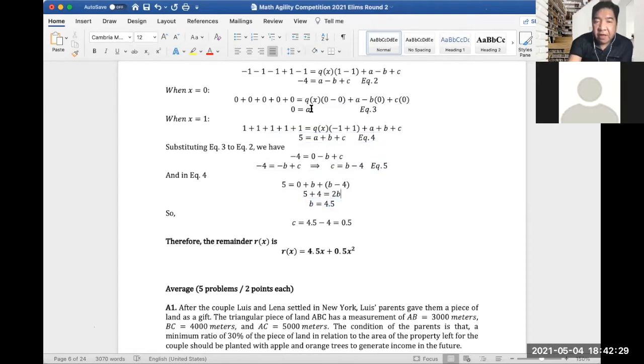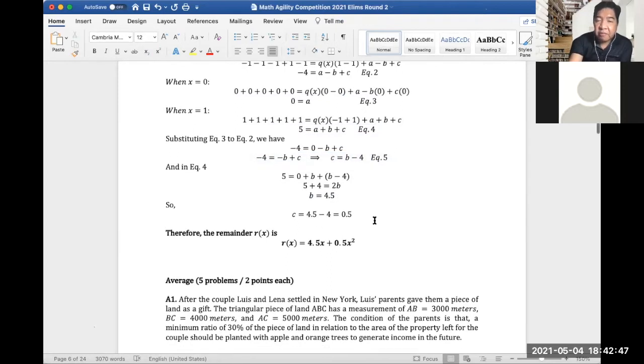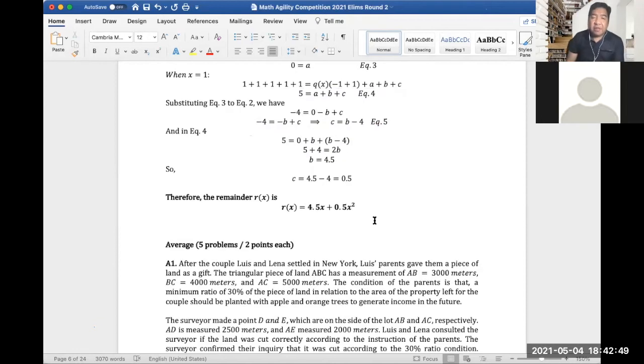So we have the value of a equals 0, and we now have the value of b equals 4.5. So let's substitute into c equals b minus 4 in equation 5. Since b is 4.5 minus 4, c is 0.5. Therefore, the remainder model for the medication, according to the scientist Haley Smith, is R(x) equals 4.5x plus 0.5x squared. So that's the final answer here.